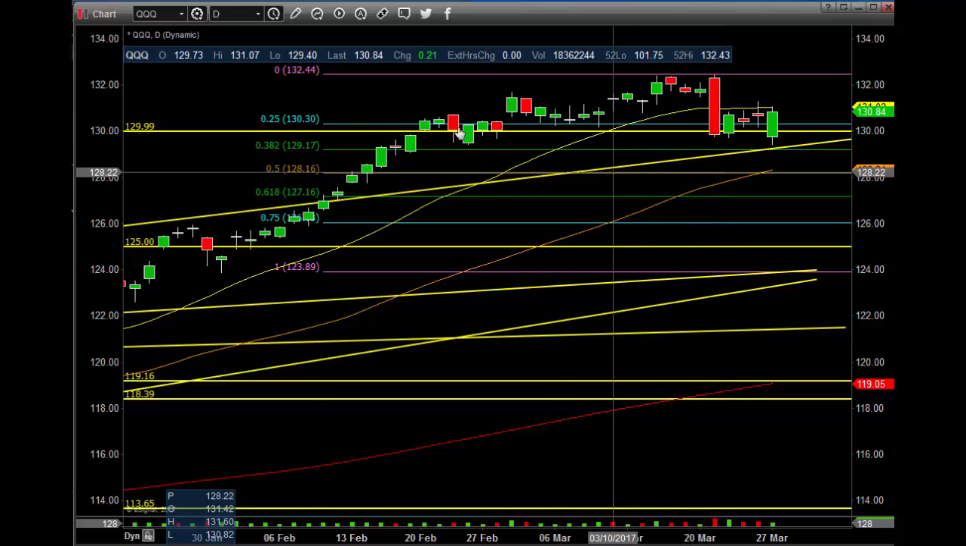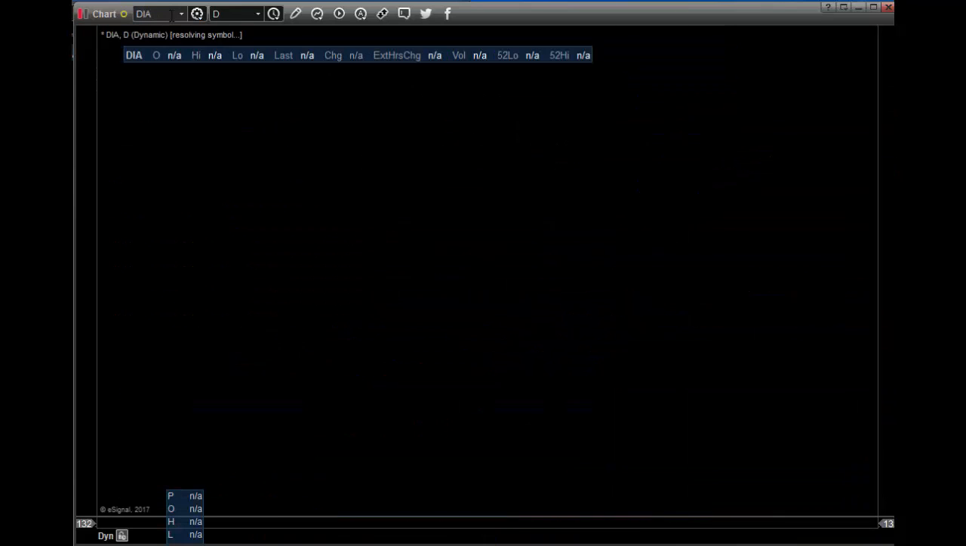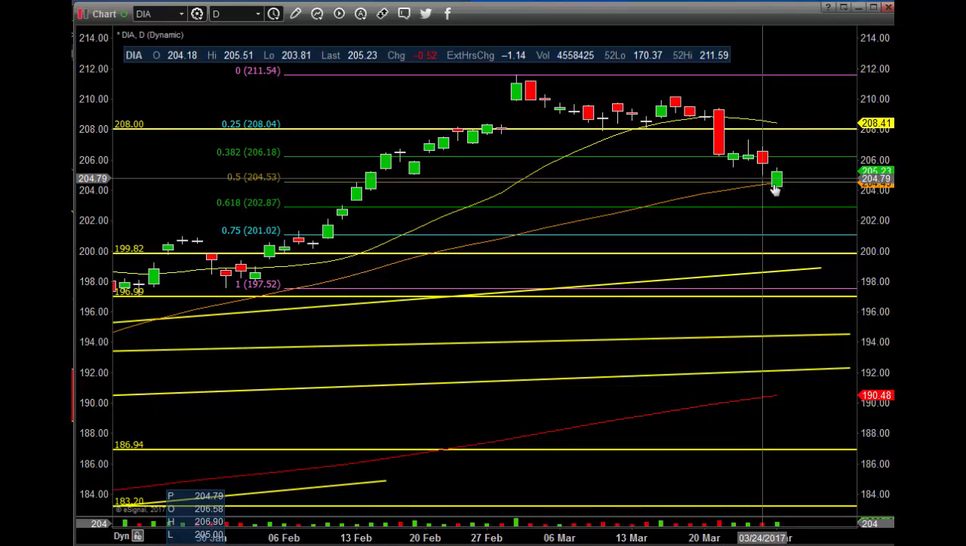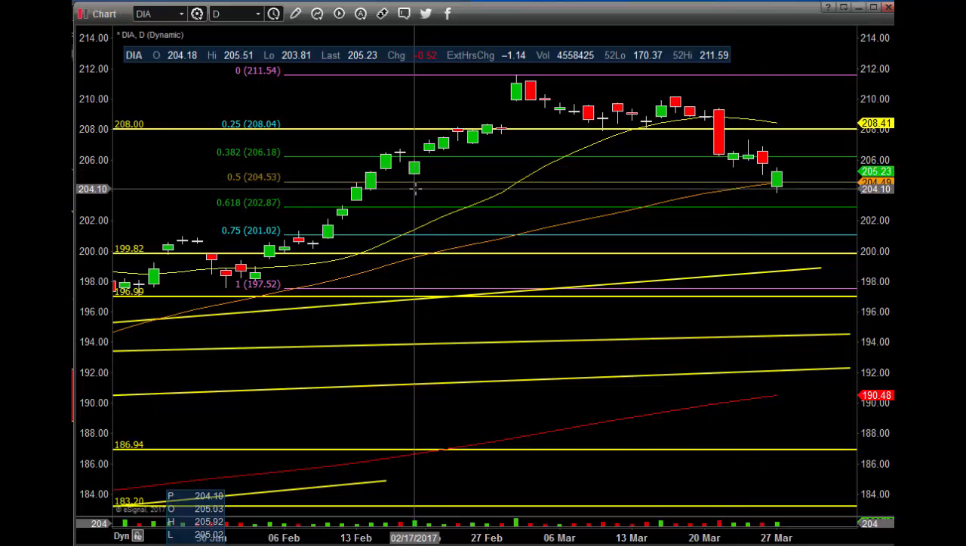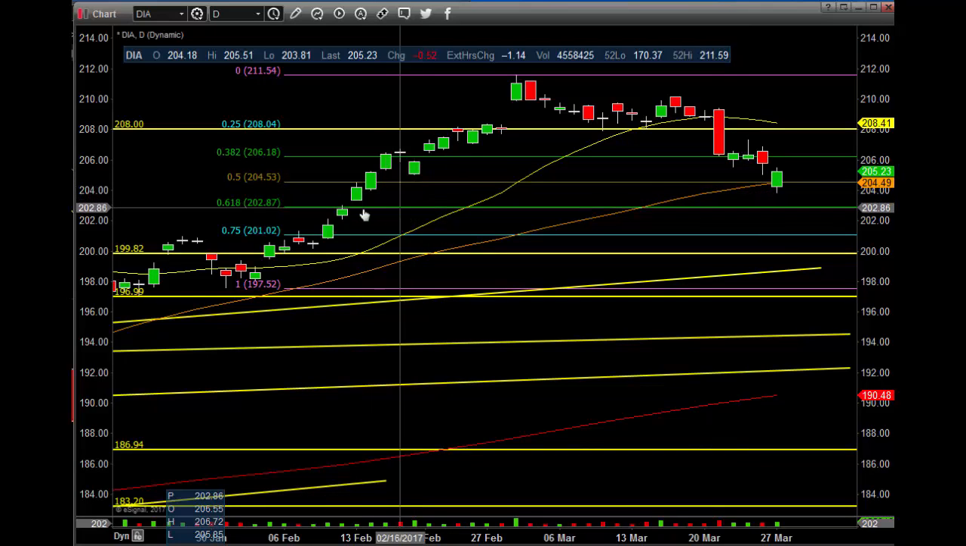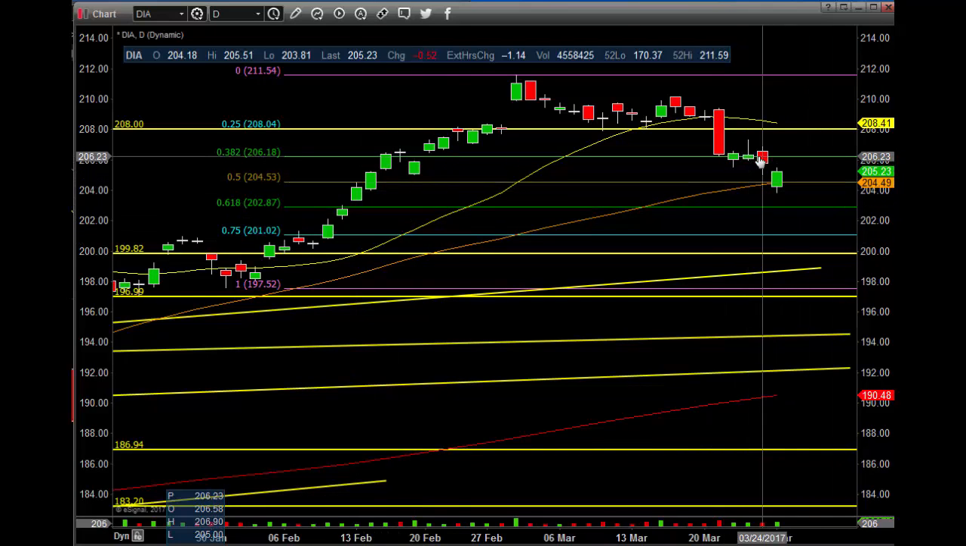Again, light volume can change all that. So the DIA went right into the 50 MA. You knew it was going to bounce there. You have a pivot down in here as well. Did we have? No, we had the gap fill down in here. See, I thought for sure.